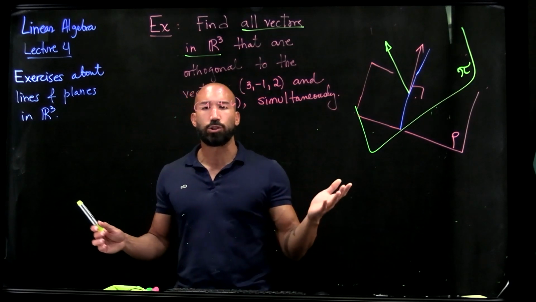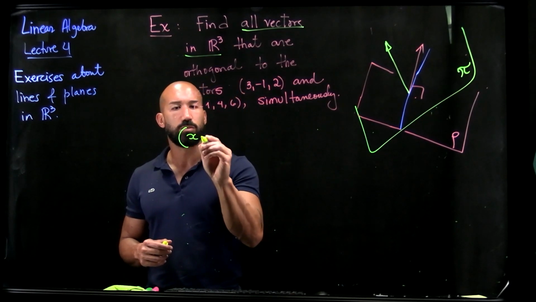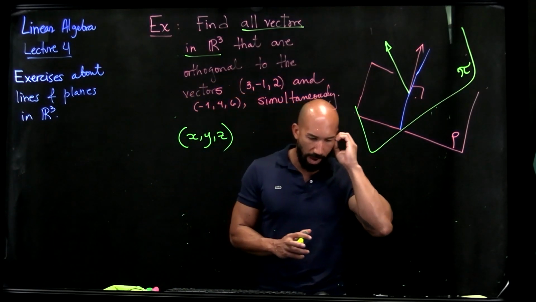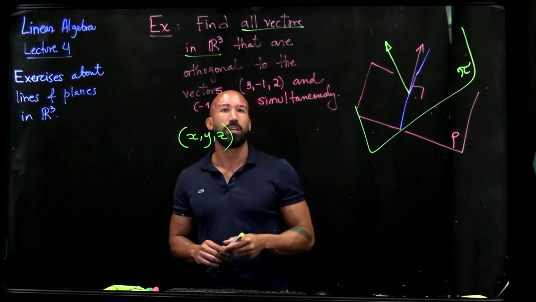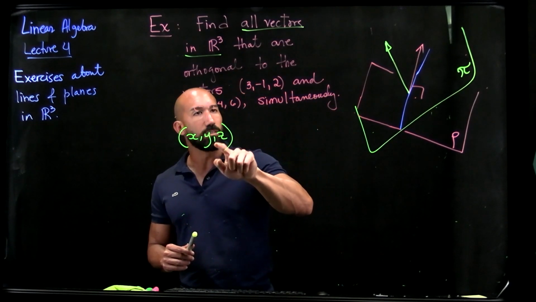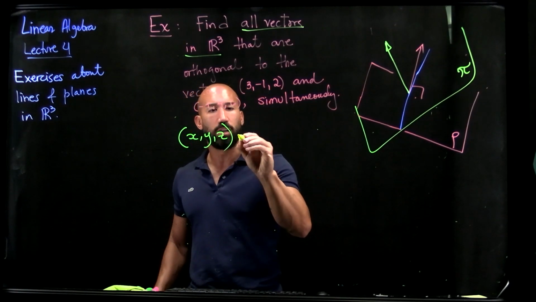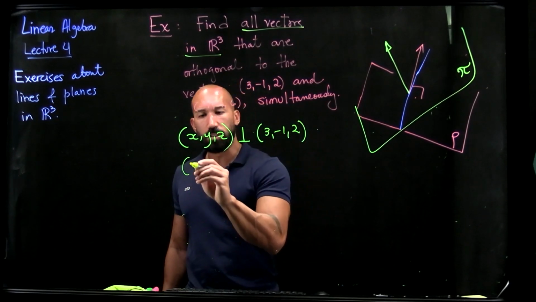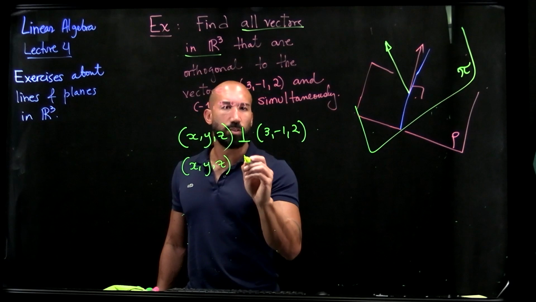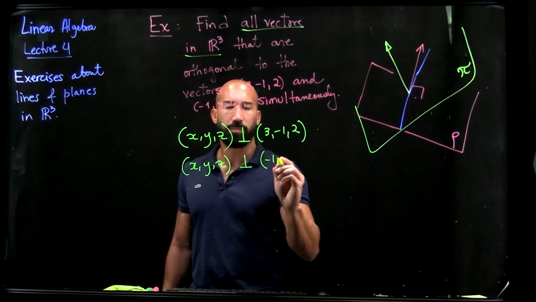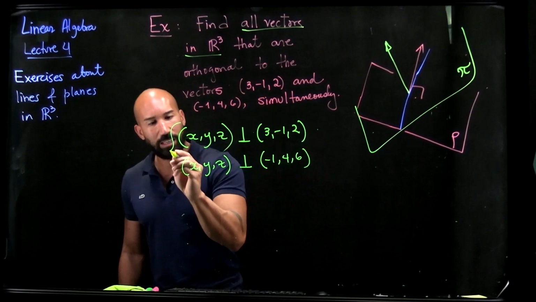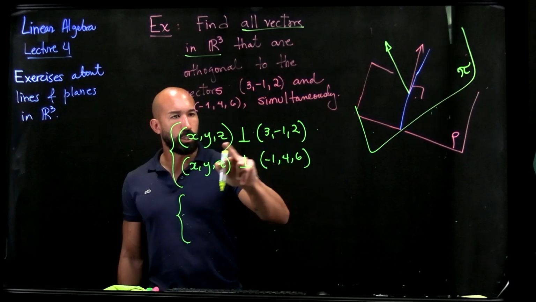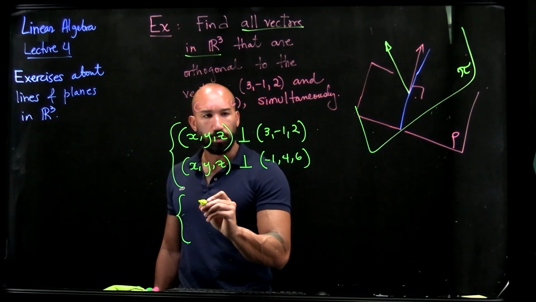So, vectors in R3 again. What do we know about them? Well, that they consist of three components. So X, Y, and Z are going to be the components of this vector. And every vector that we are looking for needs to be orthogonal to this one, but also needs to be orthogonal to this one, at the same time. So this is a system. This condition is equivalent to dot product equals to 0.